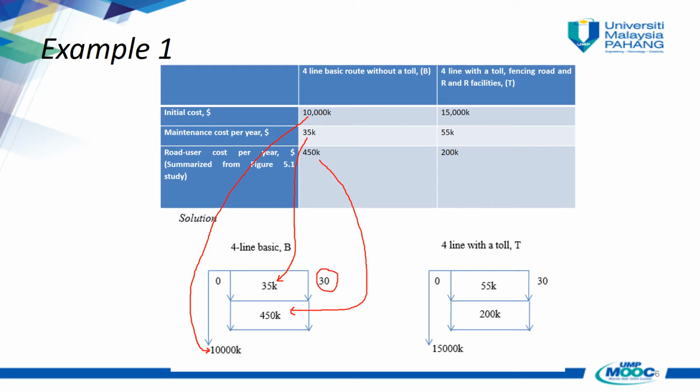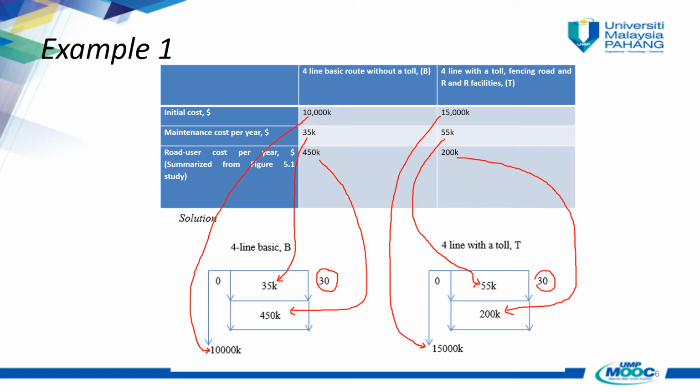And then if we develop a 4-lane with a toll, we need to pay 15,000 K in the present day for the development costs, and then 55,000 for the maintenance costs each year. And then we also need to pay the road user cost per year, 200,000 per year for 30 years. Once we get this cash flow diagram, then we can calculate the BCR.